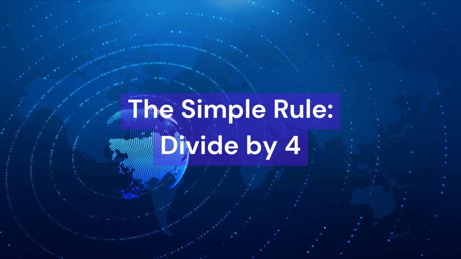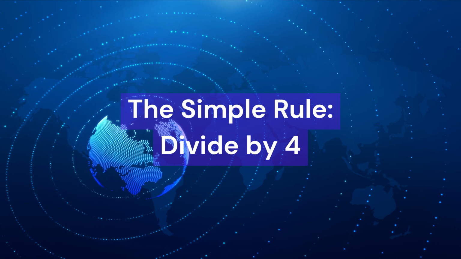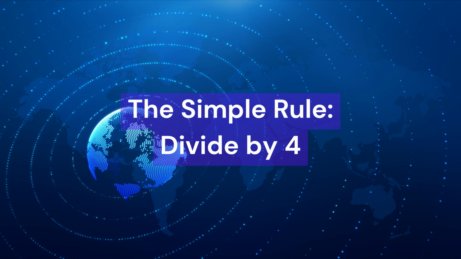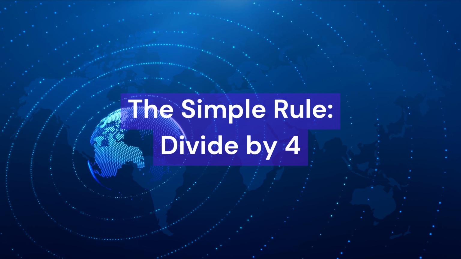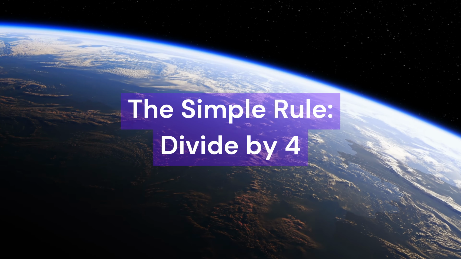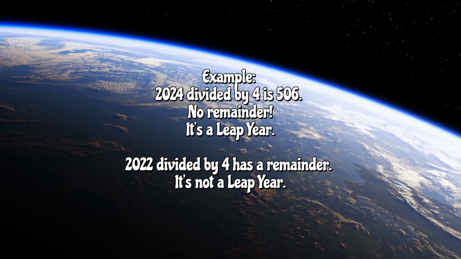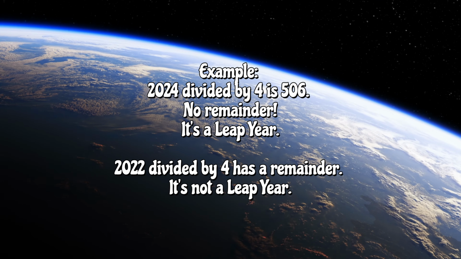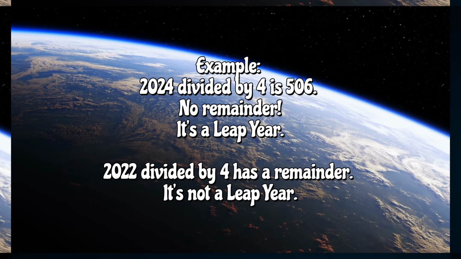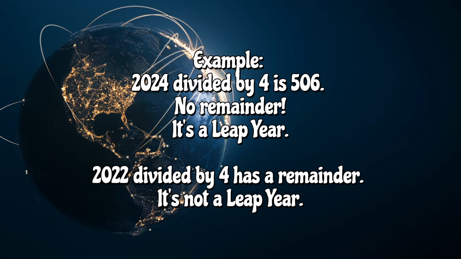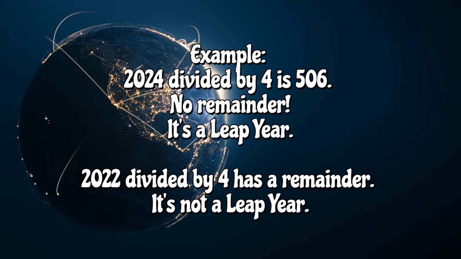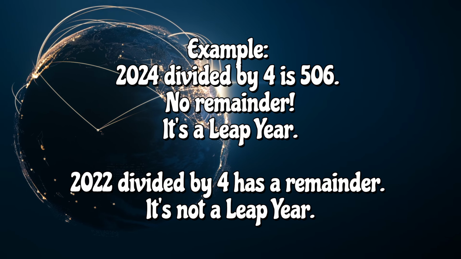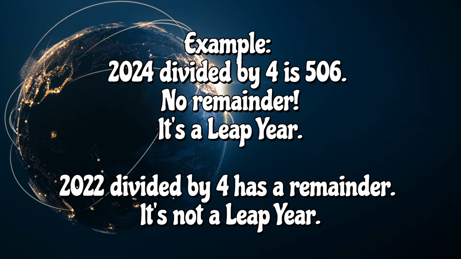The simple rule: divide by 4. How do you know if a year is a leap year? It's simple: if the year can be divided exactly by 4, it's a leap year. Example, 2024 divided by 4 is 506. No remainder. It's a leap year. 2022 divided by 4 has a remainder. It's not a leap year.